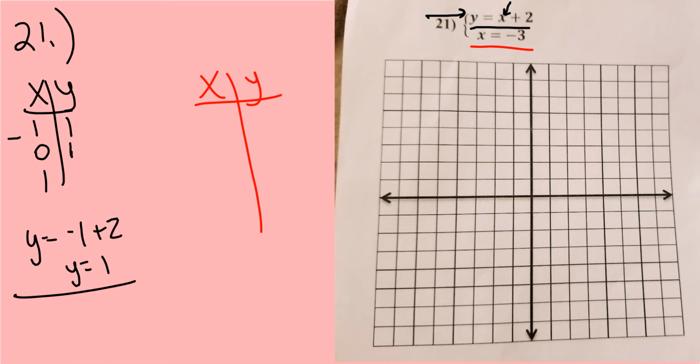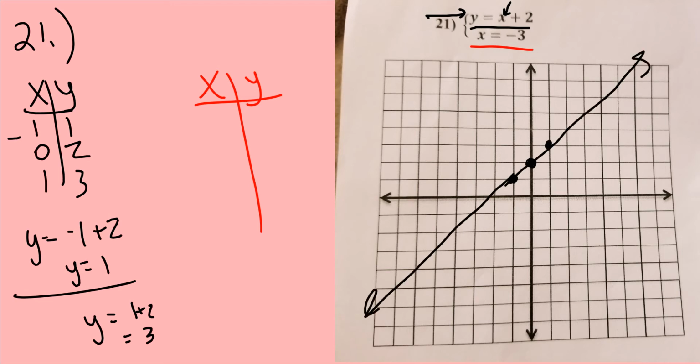I get 2. I plug in 1. y equals 1 plus 2. I get 3. So y equals 3. So my first line is 0, 2, put a dot. Negative 1, 1, put a dot. 1, 3, put a dot. Pretend that's a straight line.